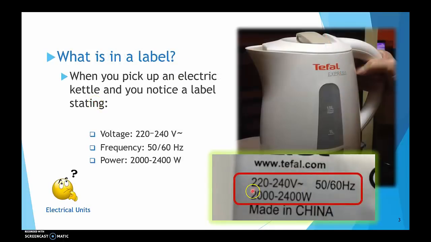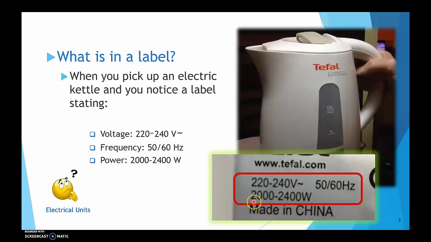This is a label printed on an electrical kettle. This line means that the kettle should be powered by a 220 to 240 volts AC source, 50 or 60 Hz. The tilde sign represents an alternating current AC source. All power sockets in your Singapore home fit these requirements.